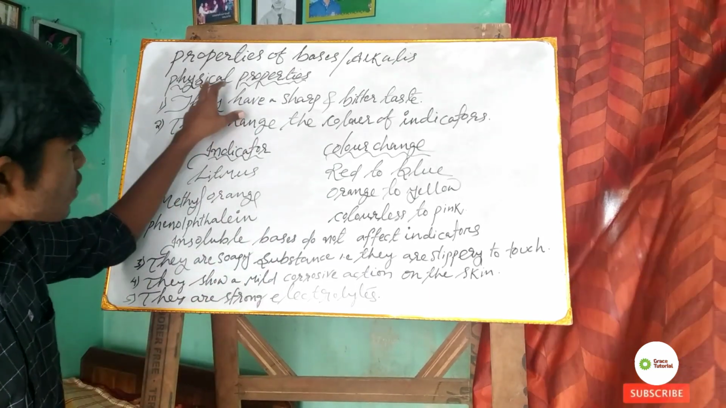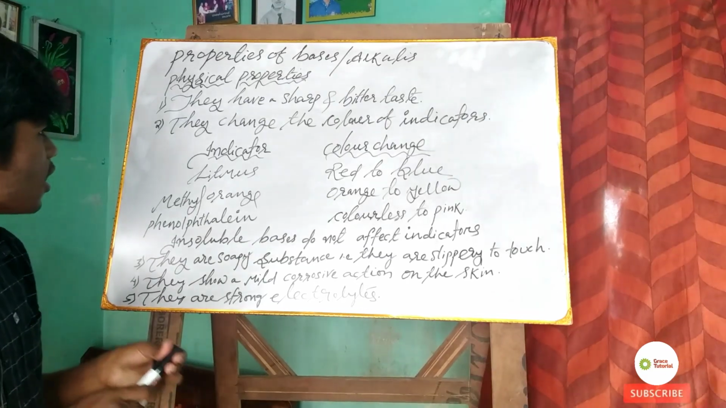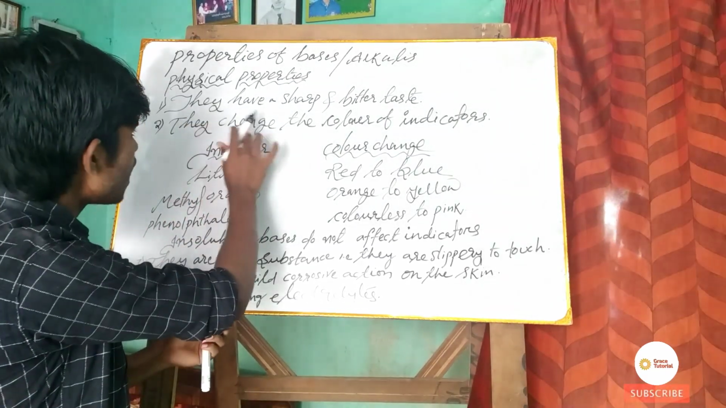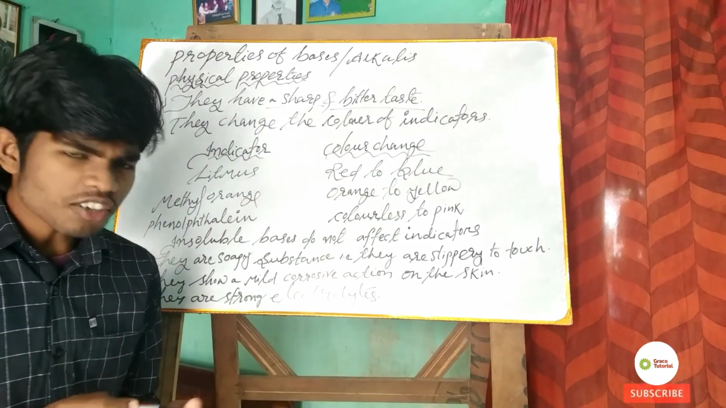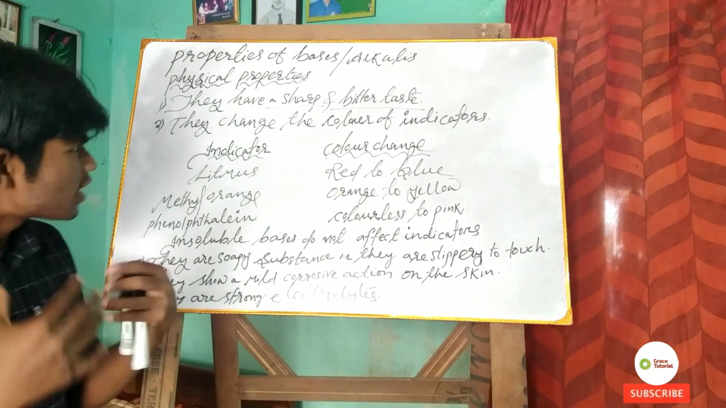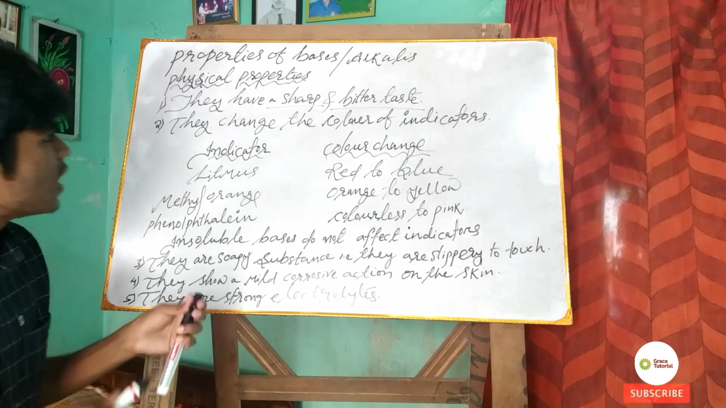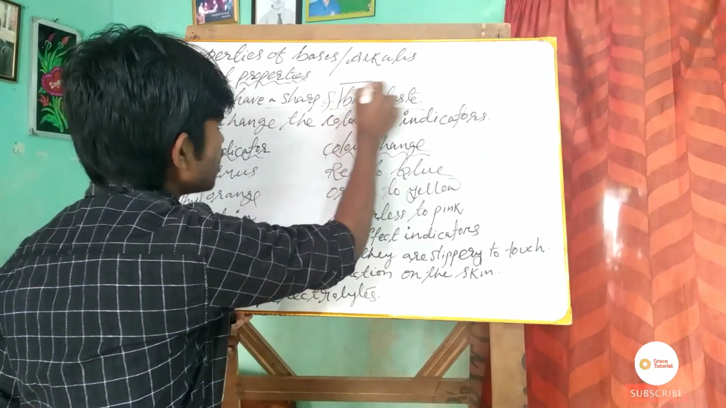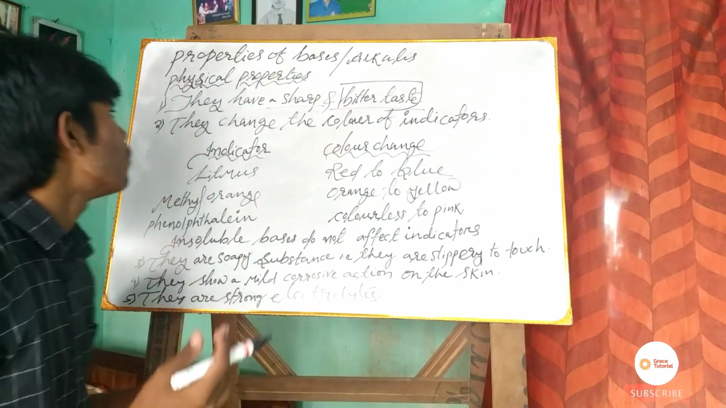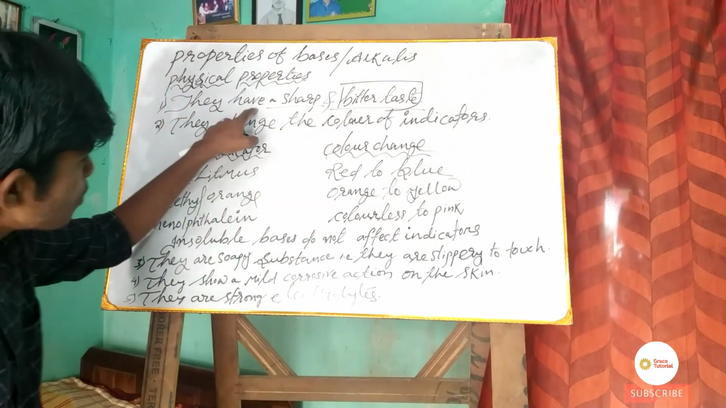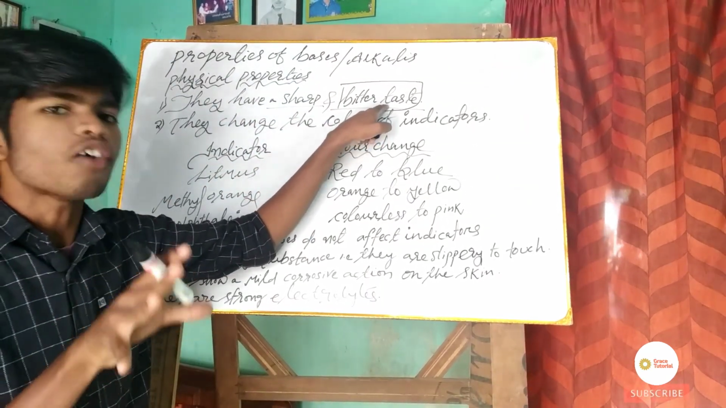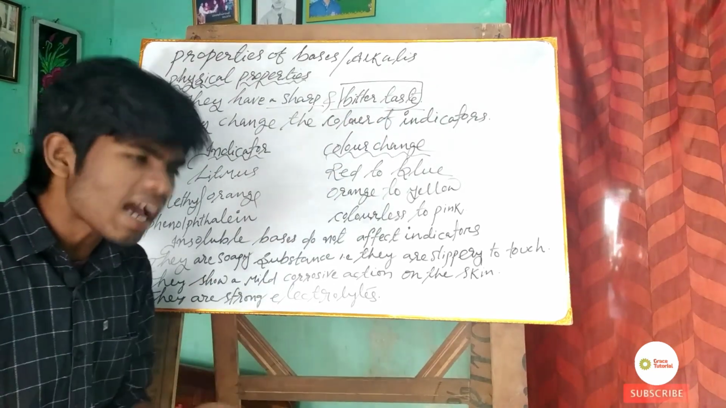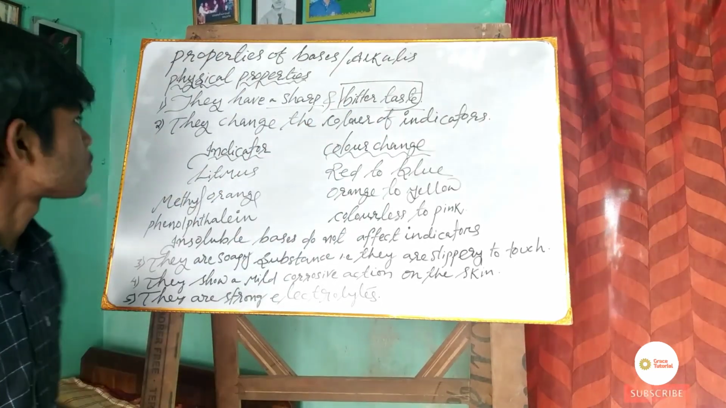First of all, let us discuss the physical properties. The first physical property that we have: they have a sharp and bitter taste. If you look at the taste of the base, the taste is bitter in nature. This is what we need to remember. That means they have a sharp and bitter taste. The base can be identified or recognized by the bitter taste.